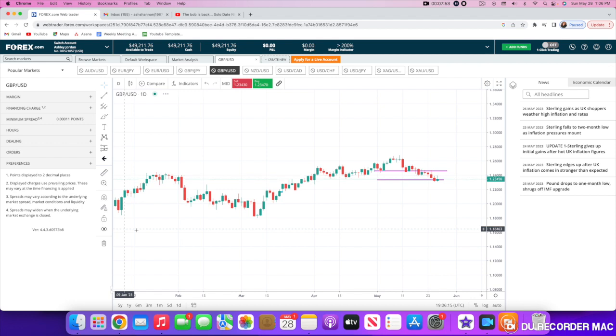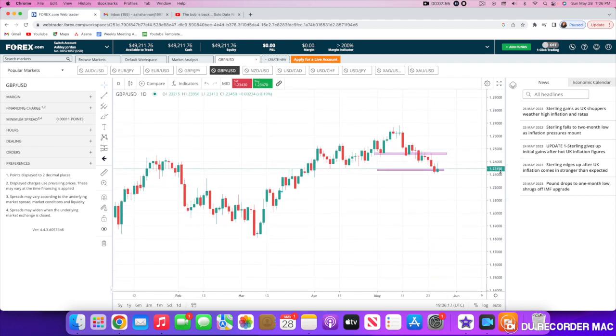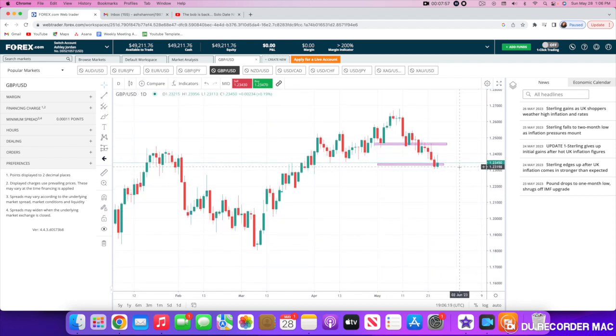Let's get down to the 1 day and see what that kind of looks like. So on the 1 day, especially with this candlestick here, it looks like we could potentially be still headed in a downward motion.